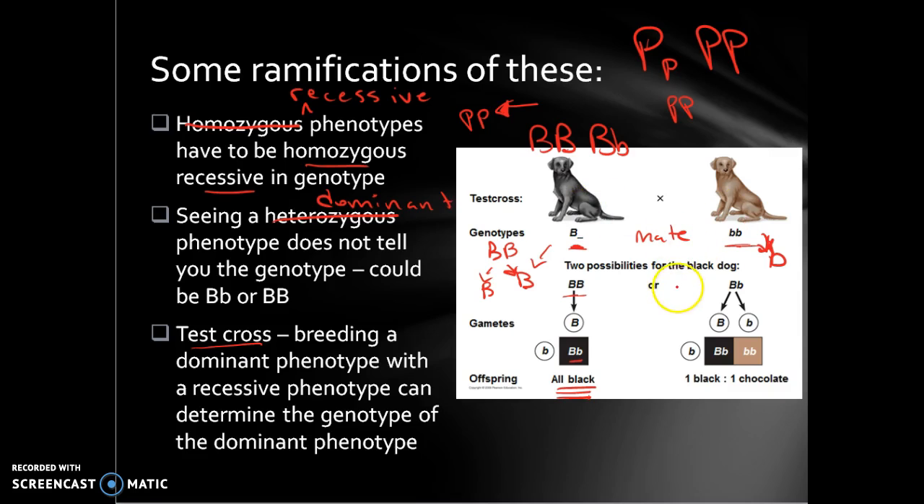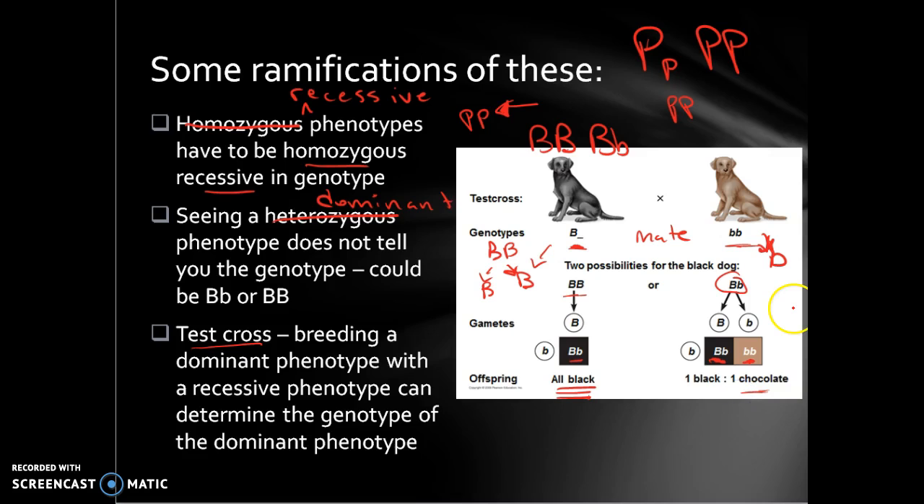If this dog is a heterozygote, meaning it's the big B, little b, then half of its eggs or sperm will be big B, and the other half will have the little b. And when we breed that with a dog that just has little b's, then half of them are going to be heterozygotes, and half of them are going to be homozygous recessive, which means half of them are going to be chocolate colored.